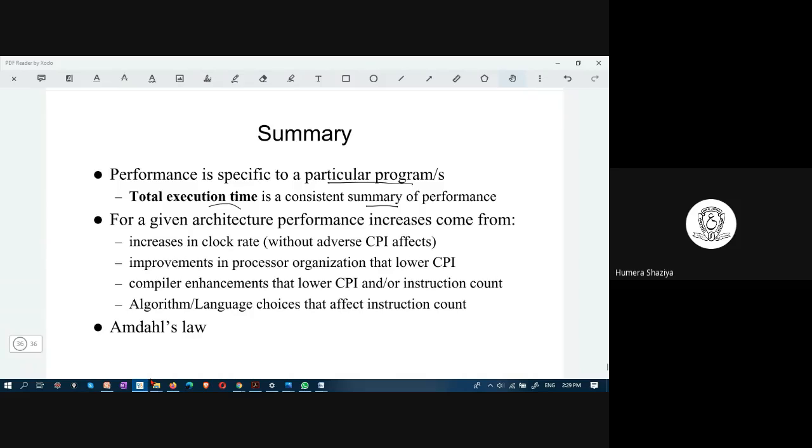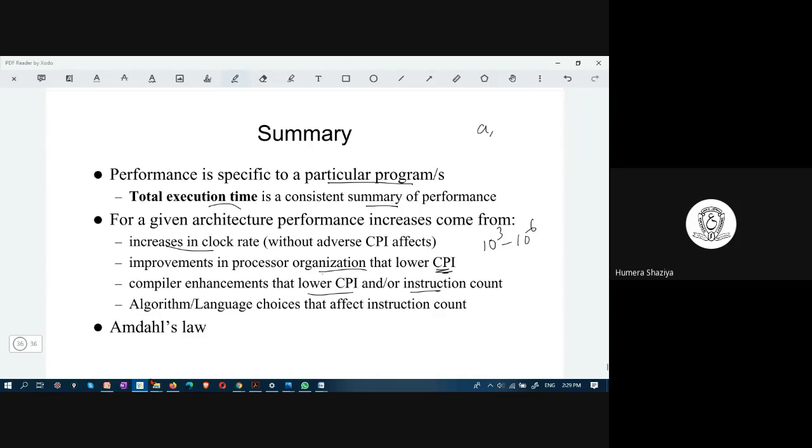For a given architecture, performance increase comes from increase in clock rate, yes, no. If we increase the clock rate, suppose from 10 to the power of 3 to 10 to the power of 6, obviously it increases. Improvement in processor organization that lowers CPI. Processor has to be optimized in such a manner that cycles per instruction is actually decreased. Clock rate is increased. Compiler enhancement that lowers CPI or instruction count.